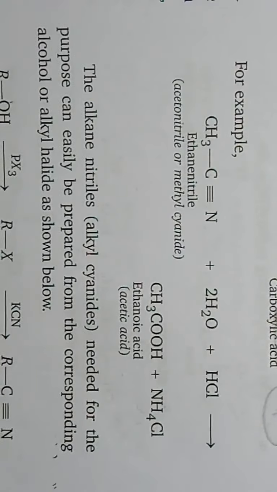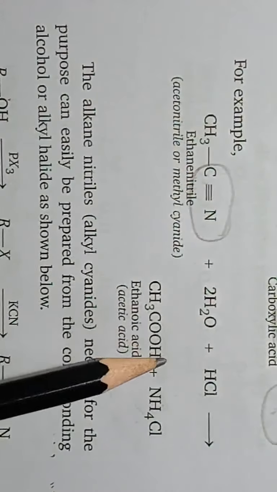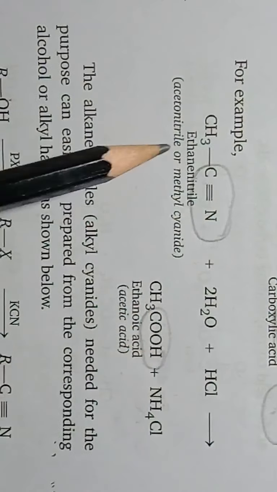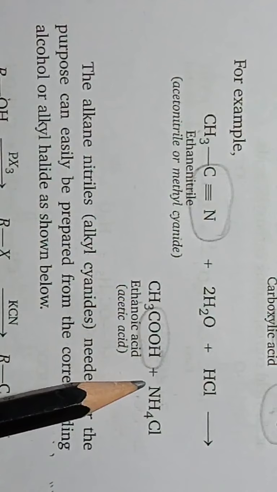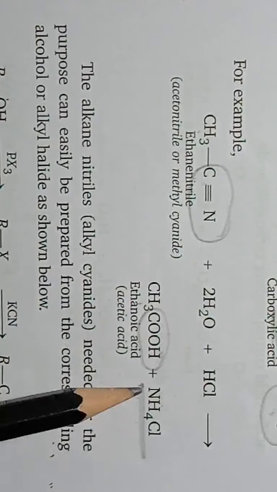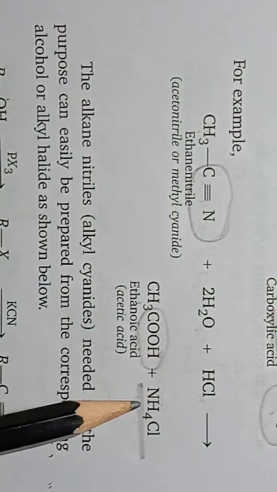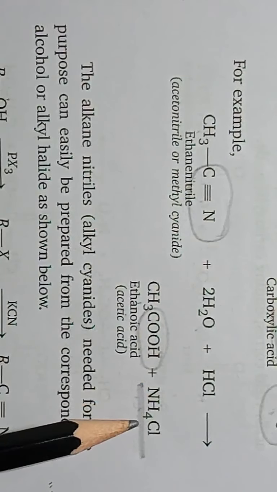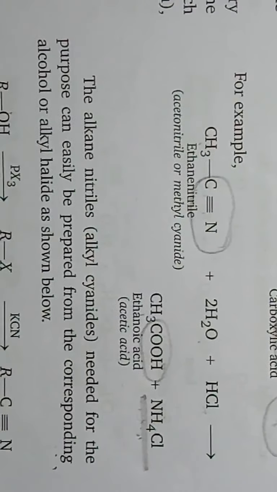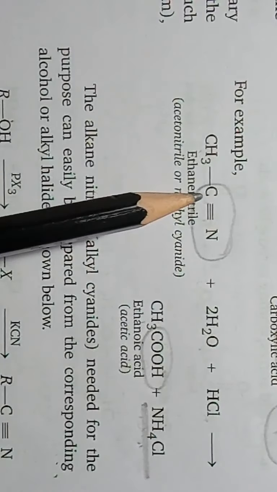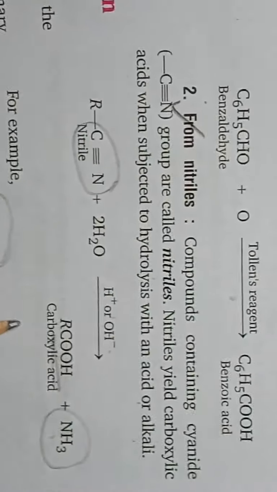So as you can see in this example, this cyano group is converted into the COOH group. The methyl group is present here, plus NH4Cl. Okay students, so hydrolysis in acidic medium, formation of NH4Cl. So this is the hydrolysis of nitrile, and this hydrolysis is the complete hydrolysis.